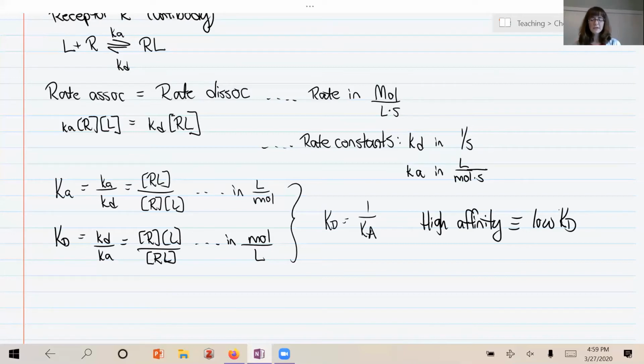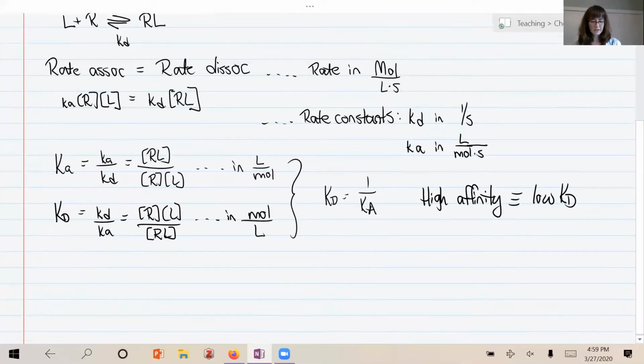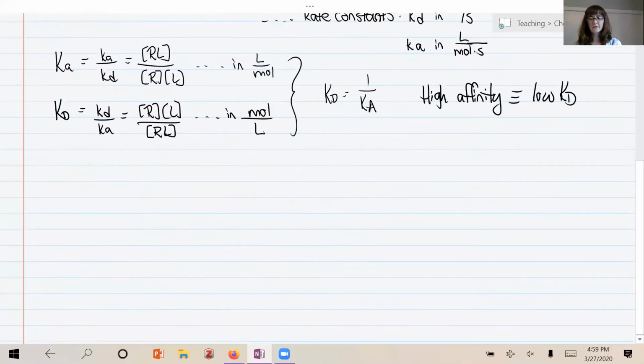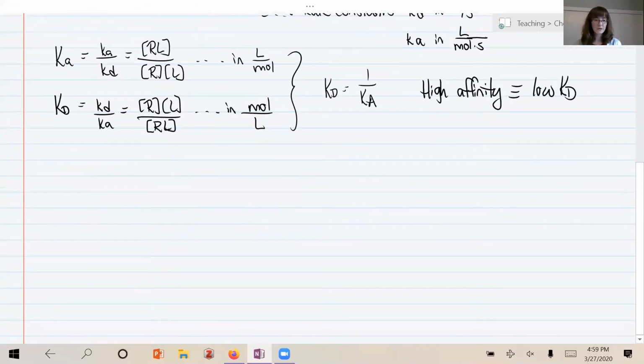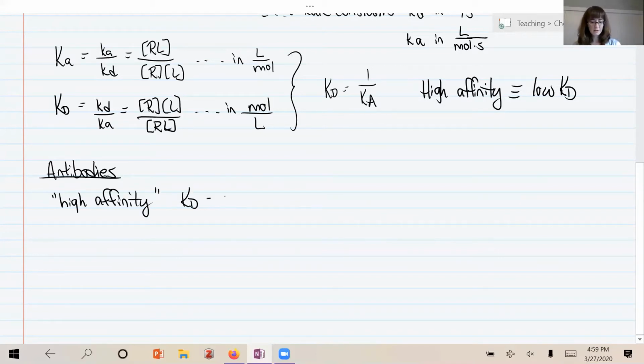All right, so it's worth taking a moment to think about what are typical KDs for antibodies and how does this play out in the context of an immunoassay, since we've been talking a lot about those. And so antibodies, their typical KD ranges. If it's what is called a high affinity antibody, then usually that means KD on the order of about a nanomolar. A supposed low affinity antibody has KD on the order of a micromolar.